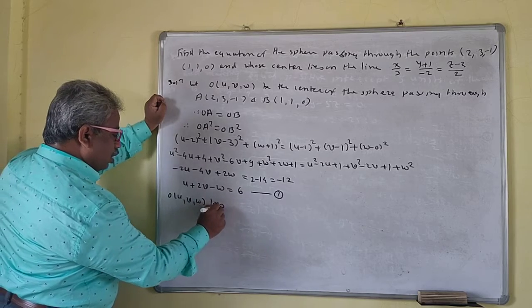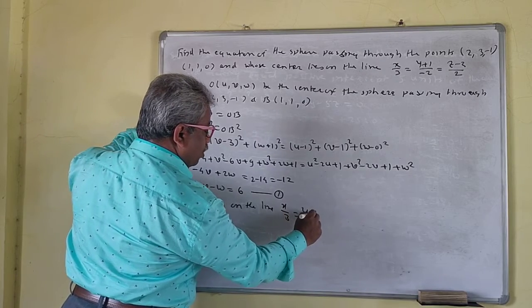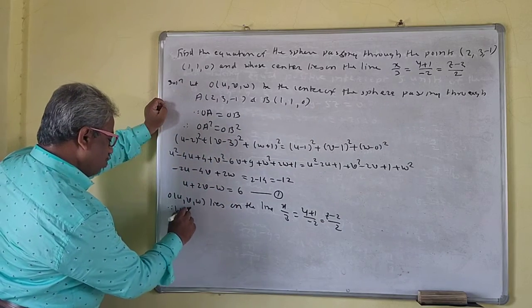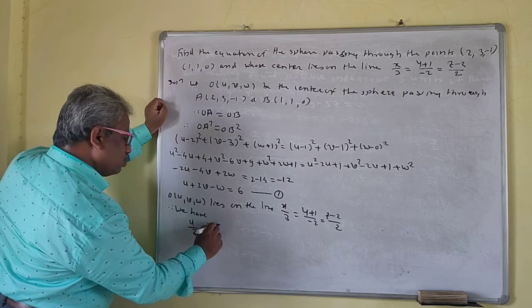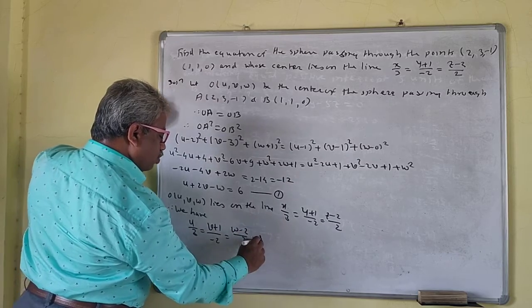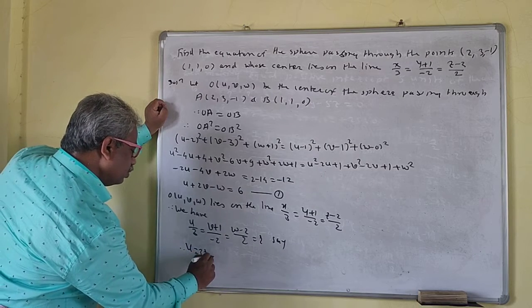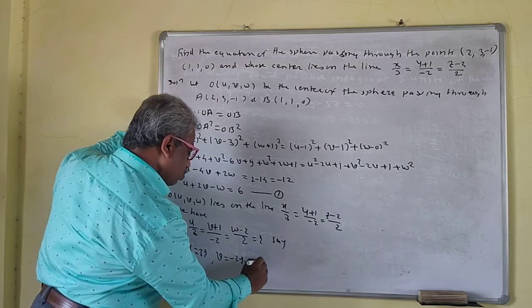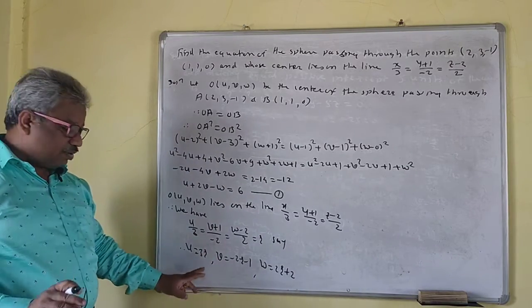Now your O, UVW lies on the line (x upon 3), (y plus 1) upon minus 2, (z minus 2) upon 2. So therefore we have U upon 3, (V plus 1) upon minus 2, (W minus 2) upon 2 is equal to r. So therefore U is equal to 3r, V is equal to minus twice r minus 1, and W is equal to twice r plus 2. You get the value of UVW in terms of a single variable.